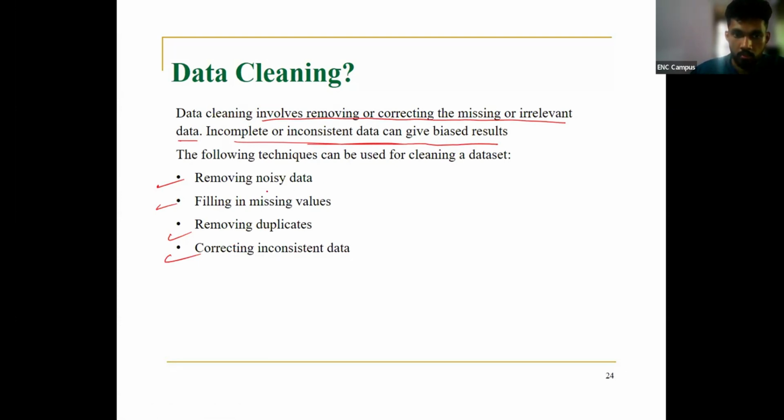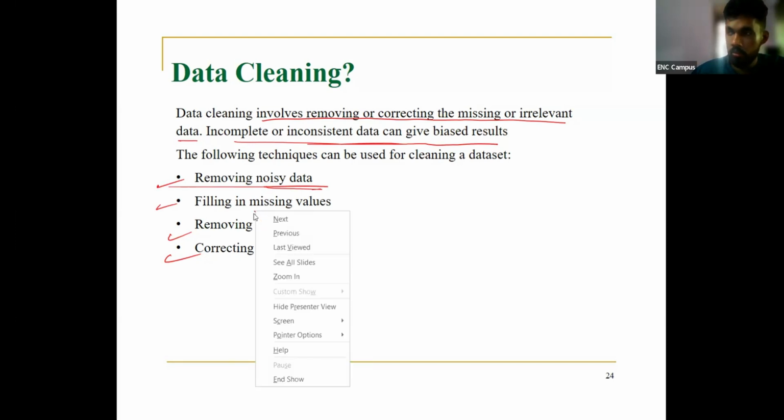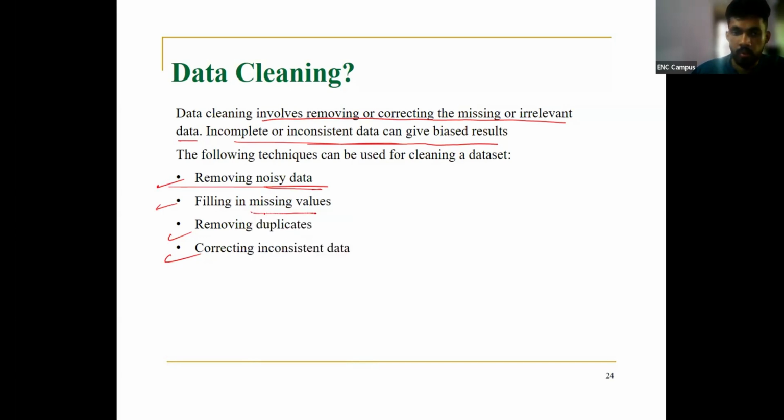Noisy data means meaningless data. Then missing data. Missing data means some data is missing in the data set. We can handle it in various ways. If our data set is large, we can ignore them. Otherwise, we can fill them with, let's say, the average or mean, or the most probable value.